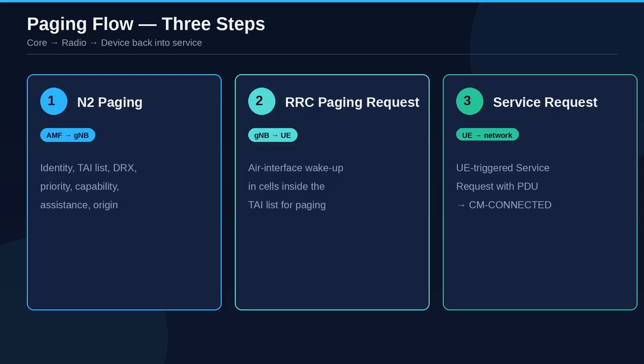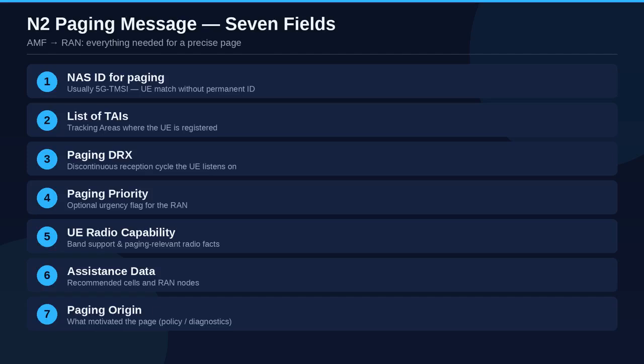Next, we open the N2 message field by field. Open the N2 paging message. The source lists 7 critical pieces of information the AMF sends to the RAN. First, the NAS ID for paging, typically based on the 5G TMSI, the temporary mobile subscriber identity allocated in 5G. This is how the UE recognizes this page is for me, without exposing a permanent identity on the air.